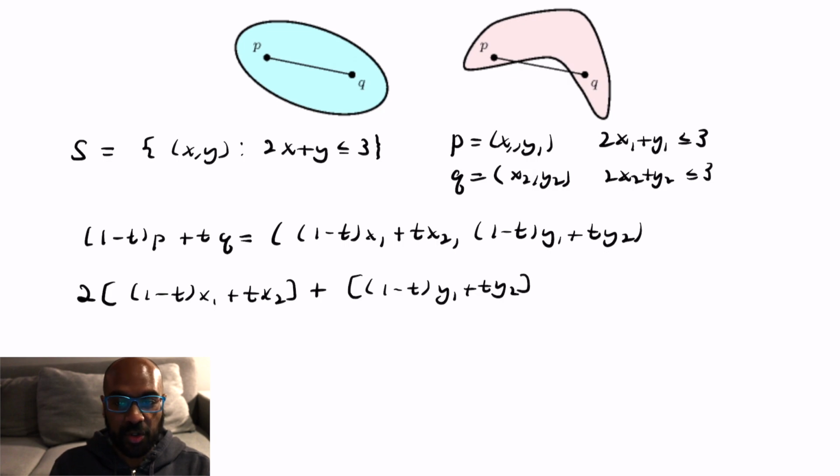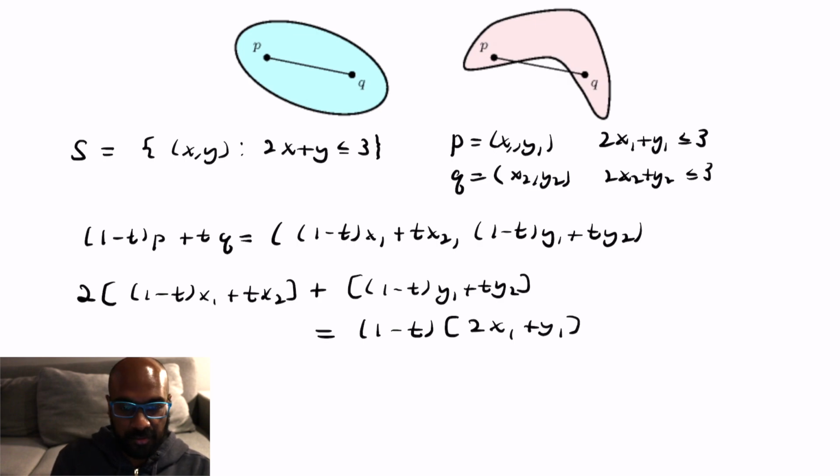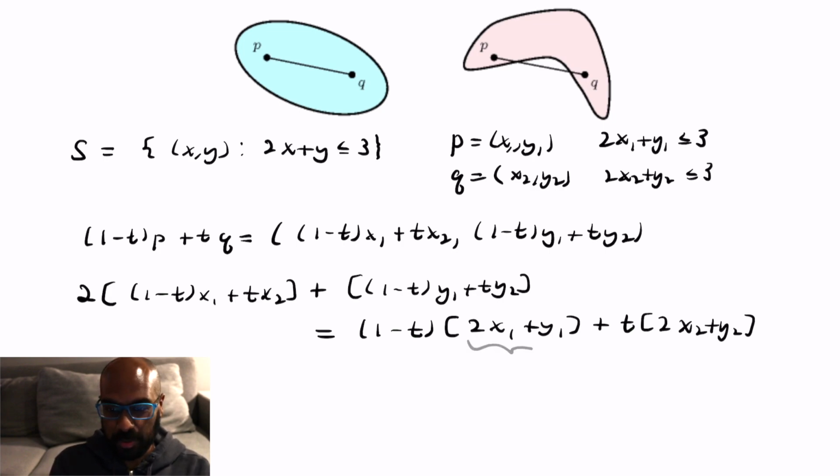And now it makes sense to group things based on the points P and Q. So we'll group together the stuff involving P, which is, if we pull out the factor (1 minus t) times the quantity 2x1 plus y1. And then for the next point, we get t times the stuff with x2 and y2, which is 2x2 plus y2.